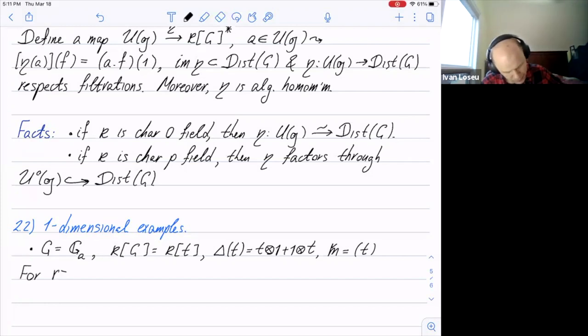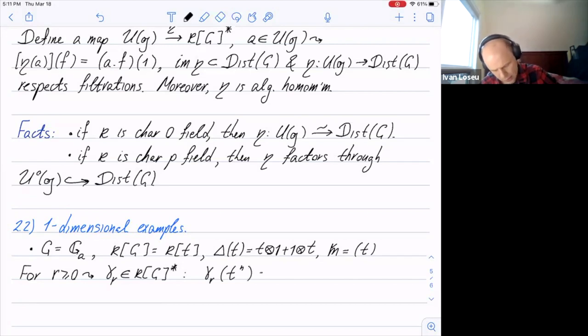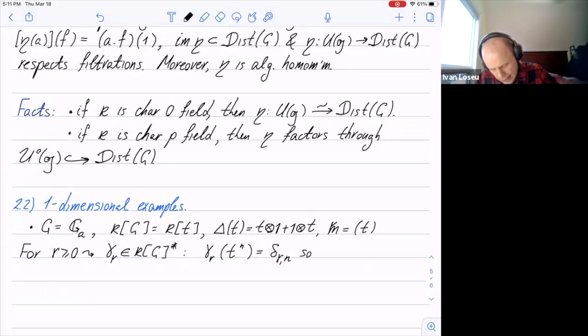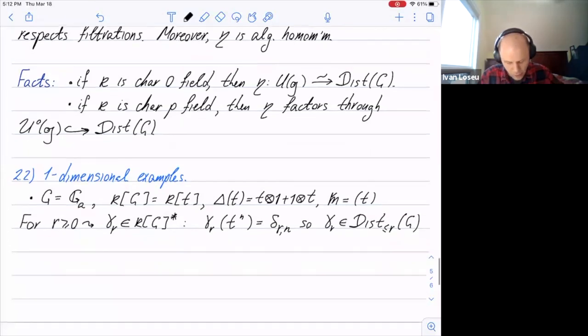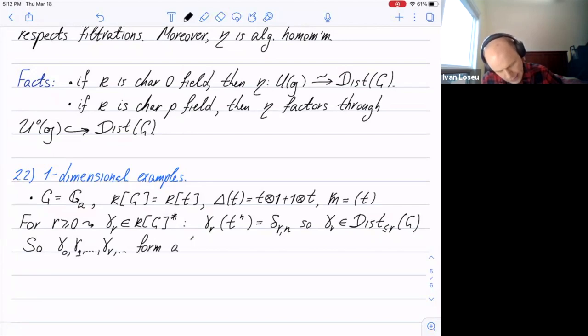So let me take r, a non-negative integer. And then I define gamma sub r, it's going to be a function on G in the following way. Gamma sub r evaluated at t to the power n is just the Kronecker delta of r and n. Okay. And you can easily see that this is a distribution of order r. And so the elements gamma zero, gamma one, and so on, gamma r and so on, form a basis in the distribution algebra.